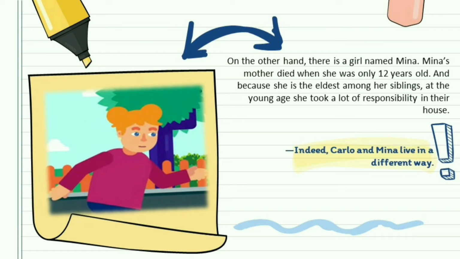On the other hand, there is a girl named Mina. Mina's mother died when she was only 12 years old. And because she is the eldest among her siblings, at a young age, she took a lot of responsibility in their house. Indeed, Carlo and Mina live in different ways.